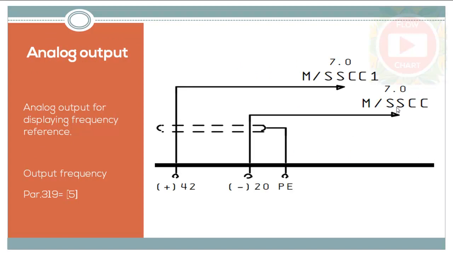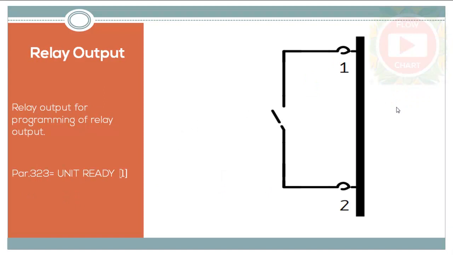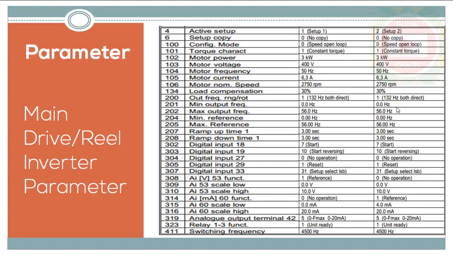This is analog output, terminal numbers 42 and 20. This is required for displaying frequency reference. And finally, this one is for relay output 1 and 2, required to be set up in parameter 323. For Sclavos dyeing machine, we can put here 1, that means unit reading. And finally, this is required to put in an inverter for driving the motor. This is the parameter setting for the Sclavos dyeing machine reel inverter.